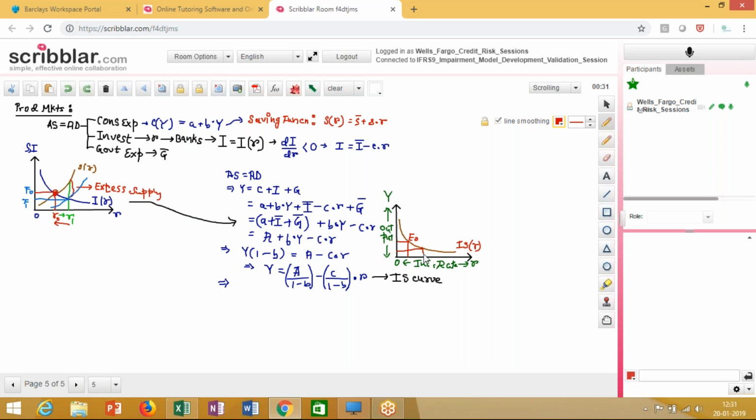If the rate of interest increases, the more the rate of interest increases, the lower is the output in the economy from the product market. The next thing that we get to see over here is the following.